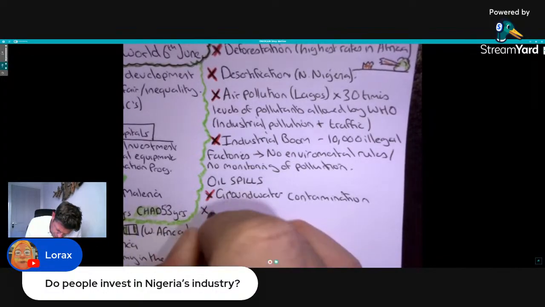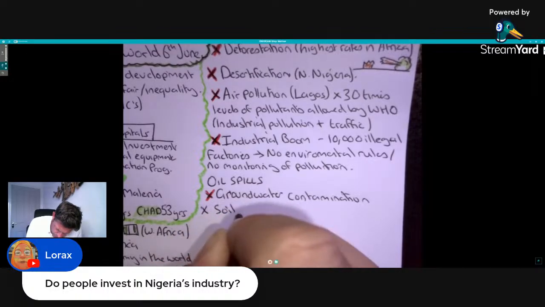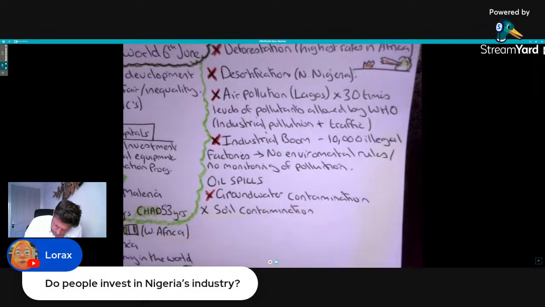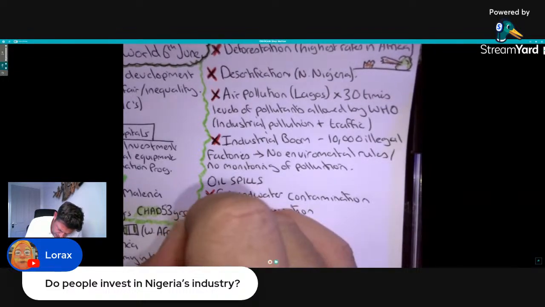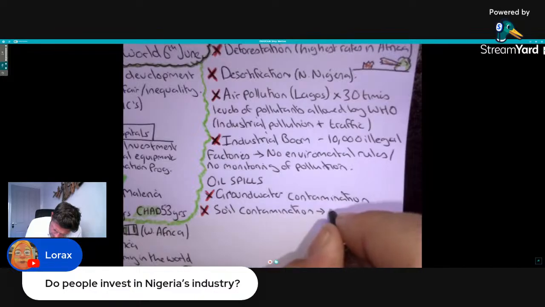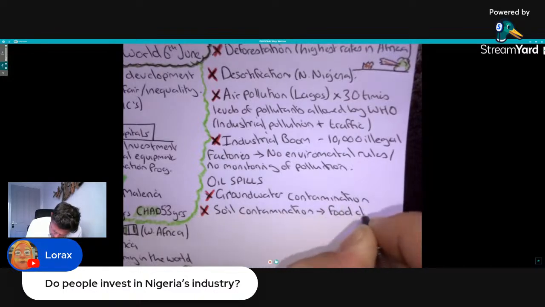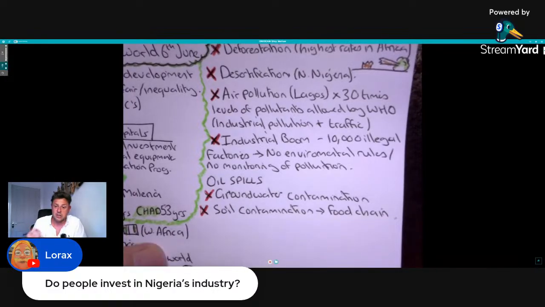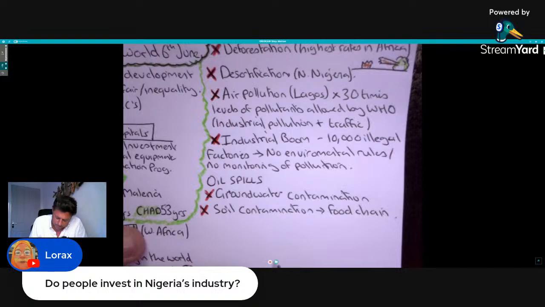This also is soil contamination. So the oil spills contaminate the soil. And that goes into the soil, and then that will contaminate the food supply, the food chain. If they're growing rice or whatever crops, cassava, whatever it is that they're growing, the oil contaminants in the soil will get into the food, and then the people digest that. That gets into the human food chain. That's why people in Nigeria, not the only reason, but one of the reasons, only live to 54 years on average, because of these contaminations from the industry.